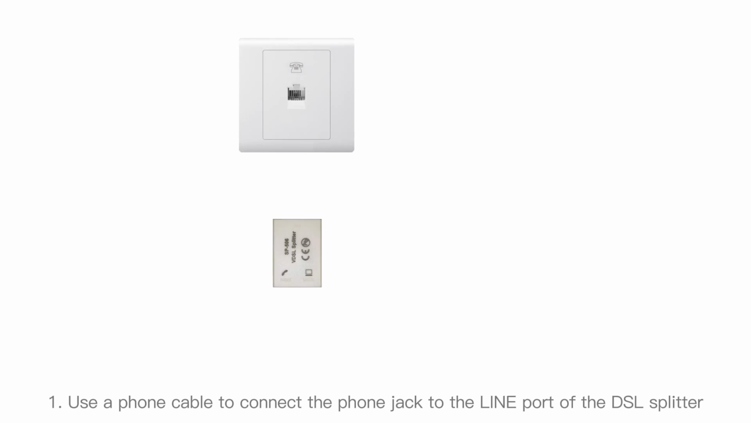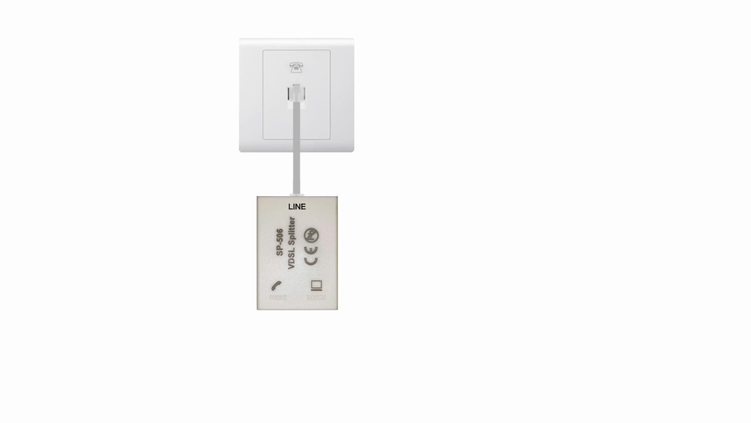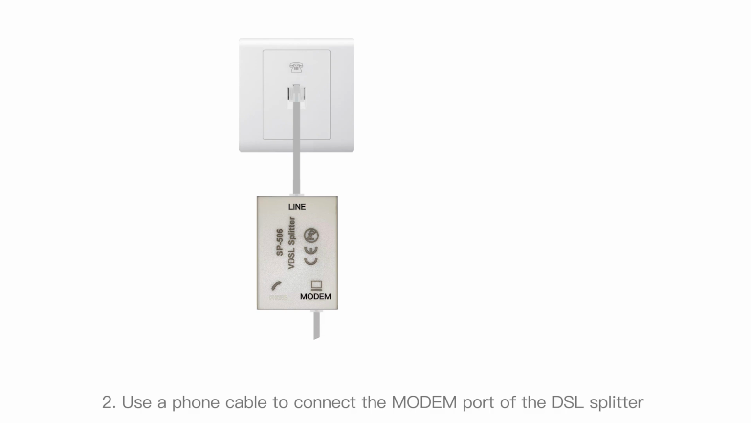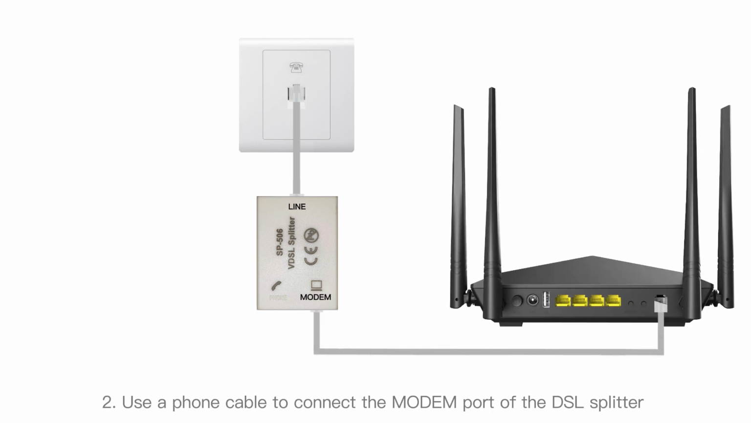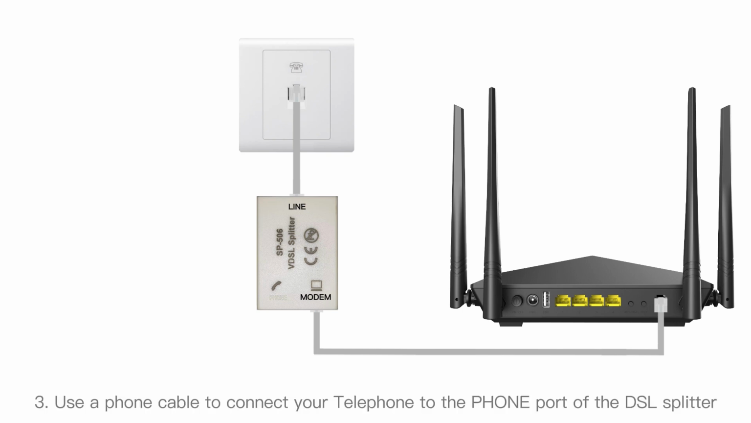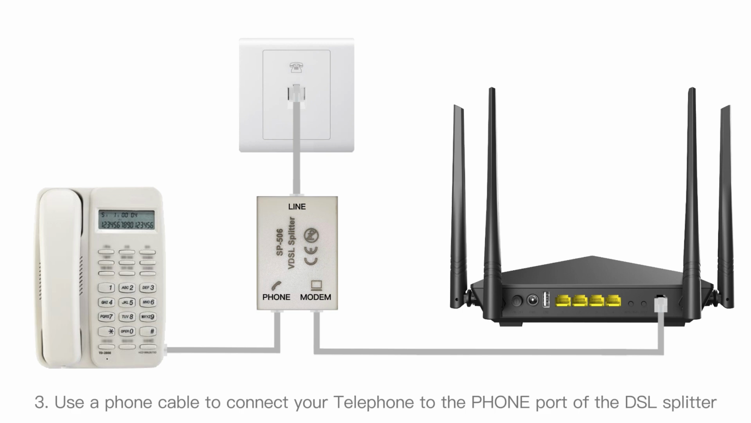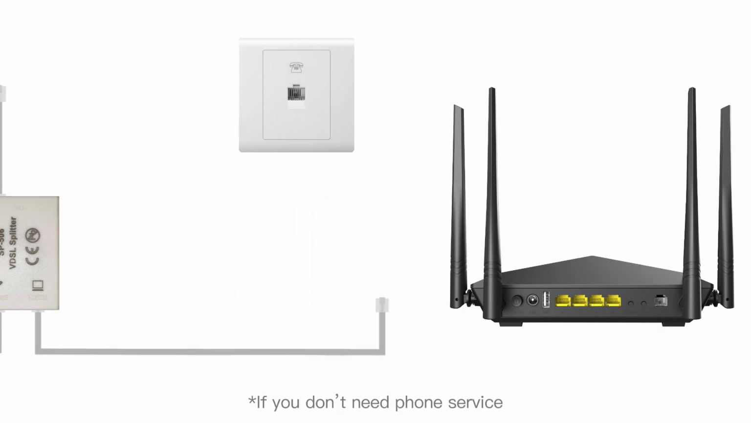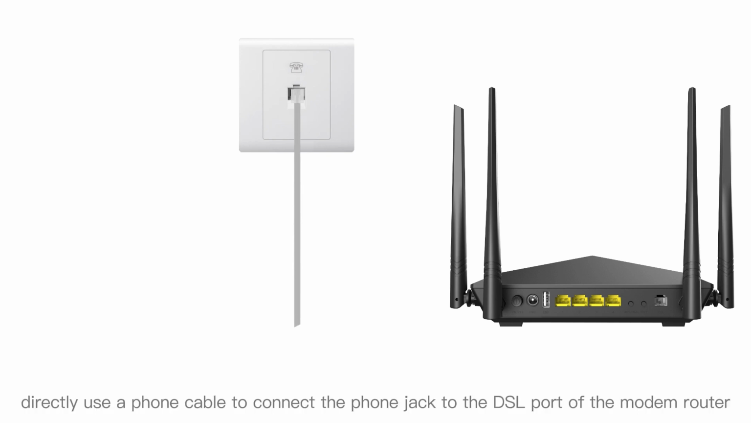1. Use a phone cable to connect the phone jack to the line port of the DSL splitter. 2. Use a phone cable to connect the modem port of the DSL splitter to the DSL port of the modem router. 3. Use a phone cable to connect your telephone to the phone port of the DSL splitter. If you don't need phone service, directly use a phone cable to connect the phone jack to the DSL port of the modem router.